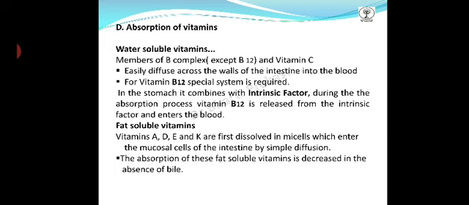Fat soluble vitamins: vitamins A, D, E and K. They are first dissolved in micelles which enter the mucosal cells of the intestine by simple diffusion. The absorption of these fat-soluble vitamins is decreased in the absence of bile.